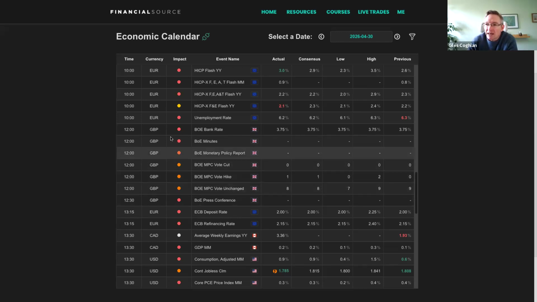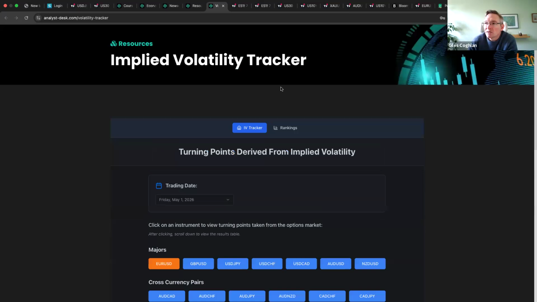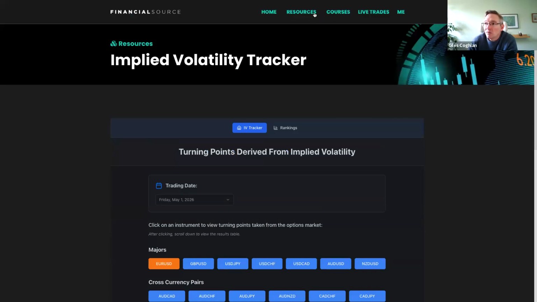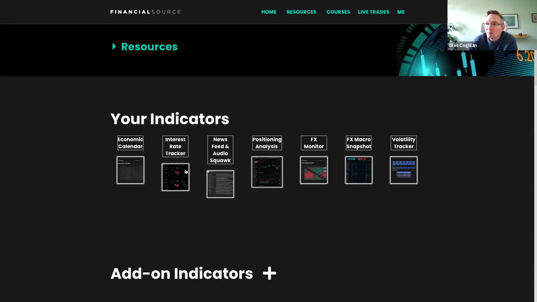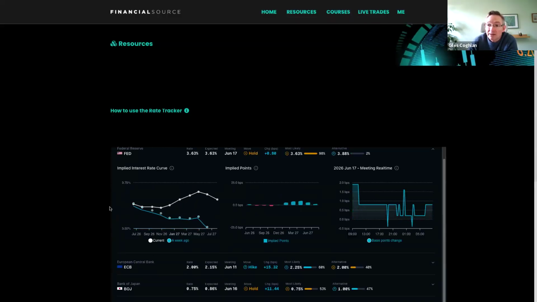So I don't really see that as much as perhaps is being touted. But if you look at, and this is where the interest rate tracker is really helpful, if you look at the interest rate tracker, you can see that short-term interest rate markets have moved from yesterday.